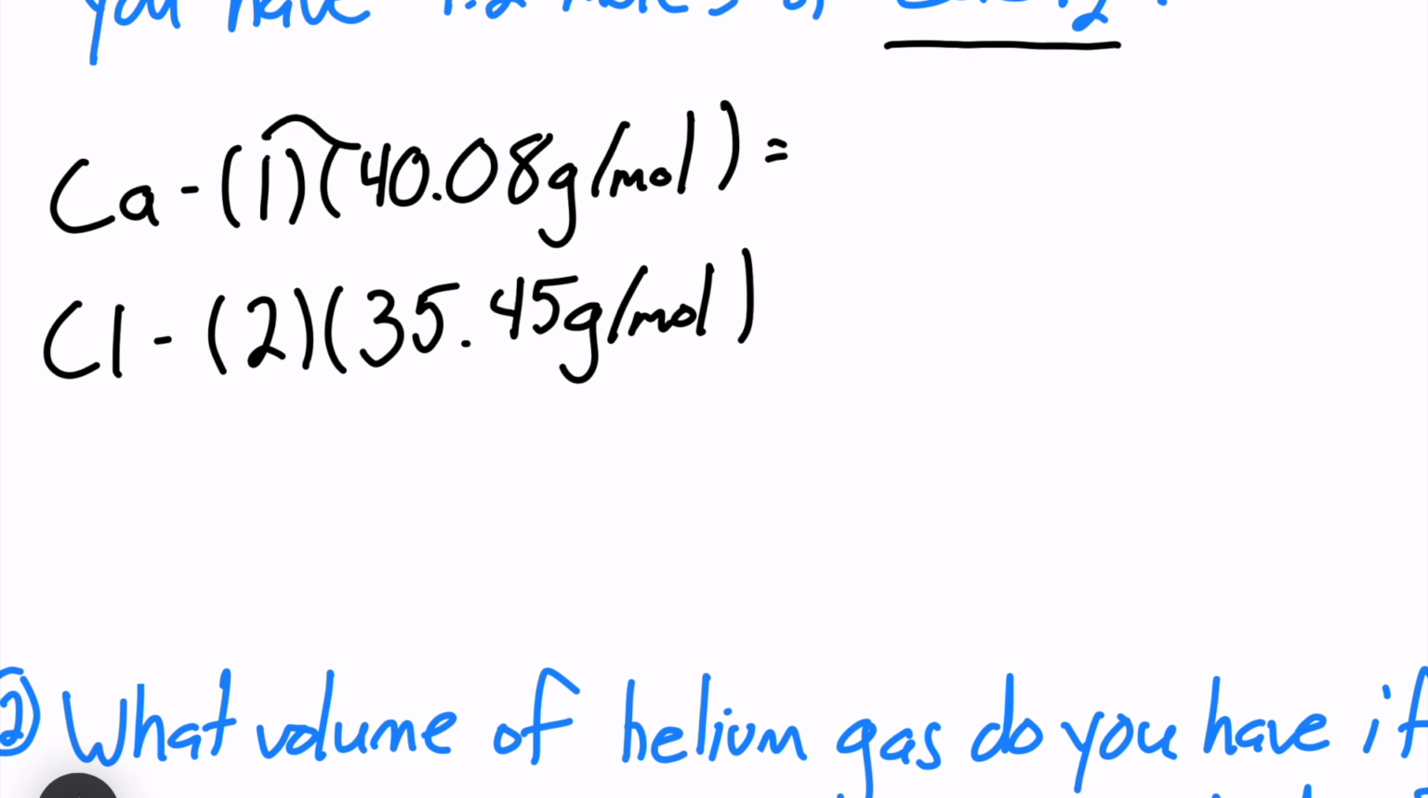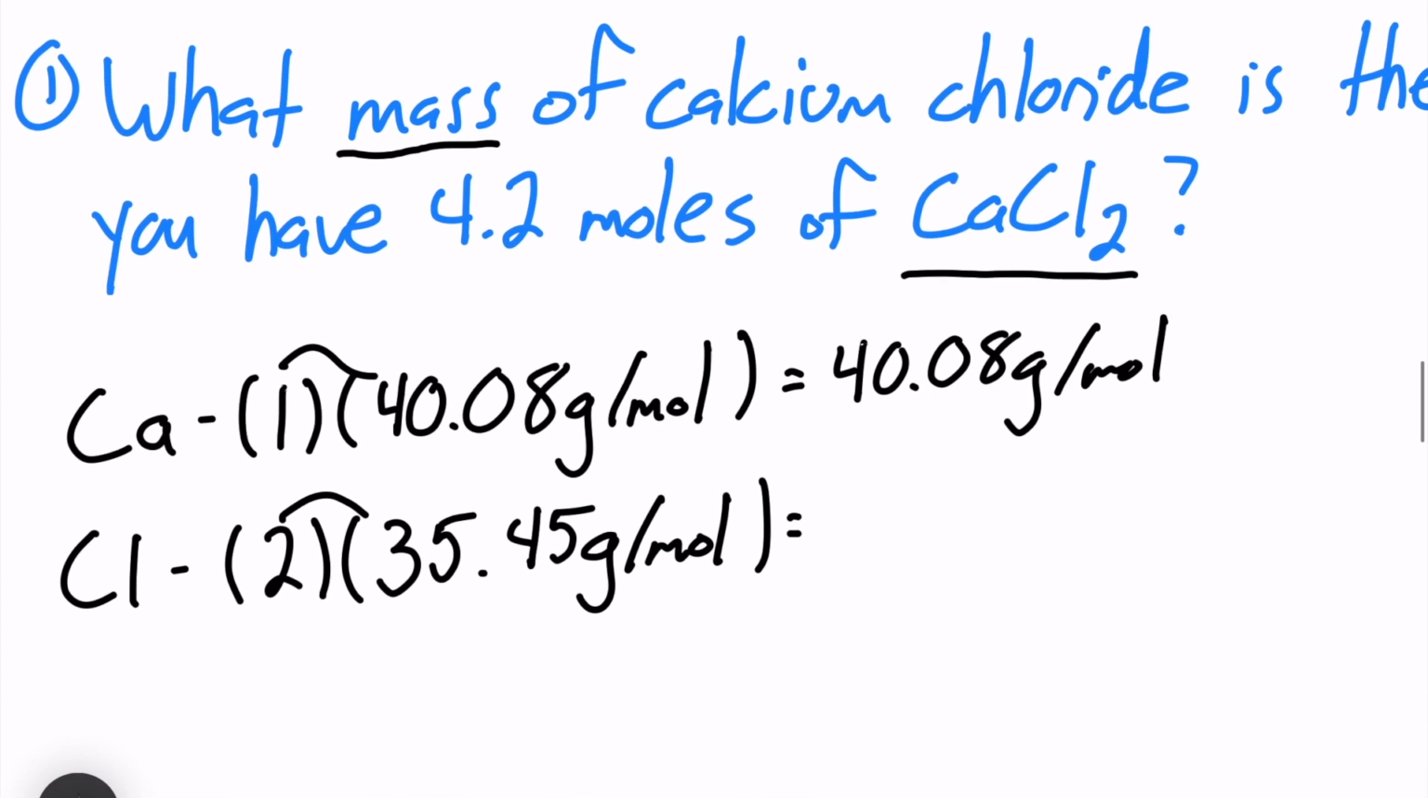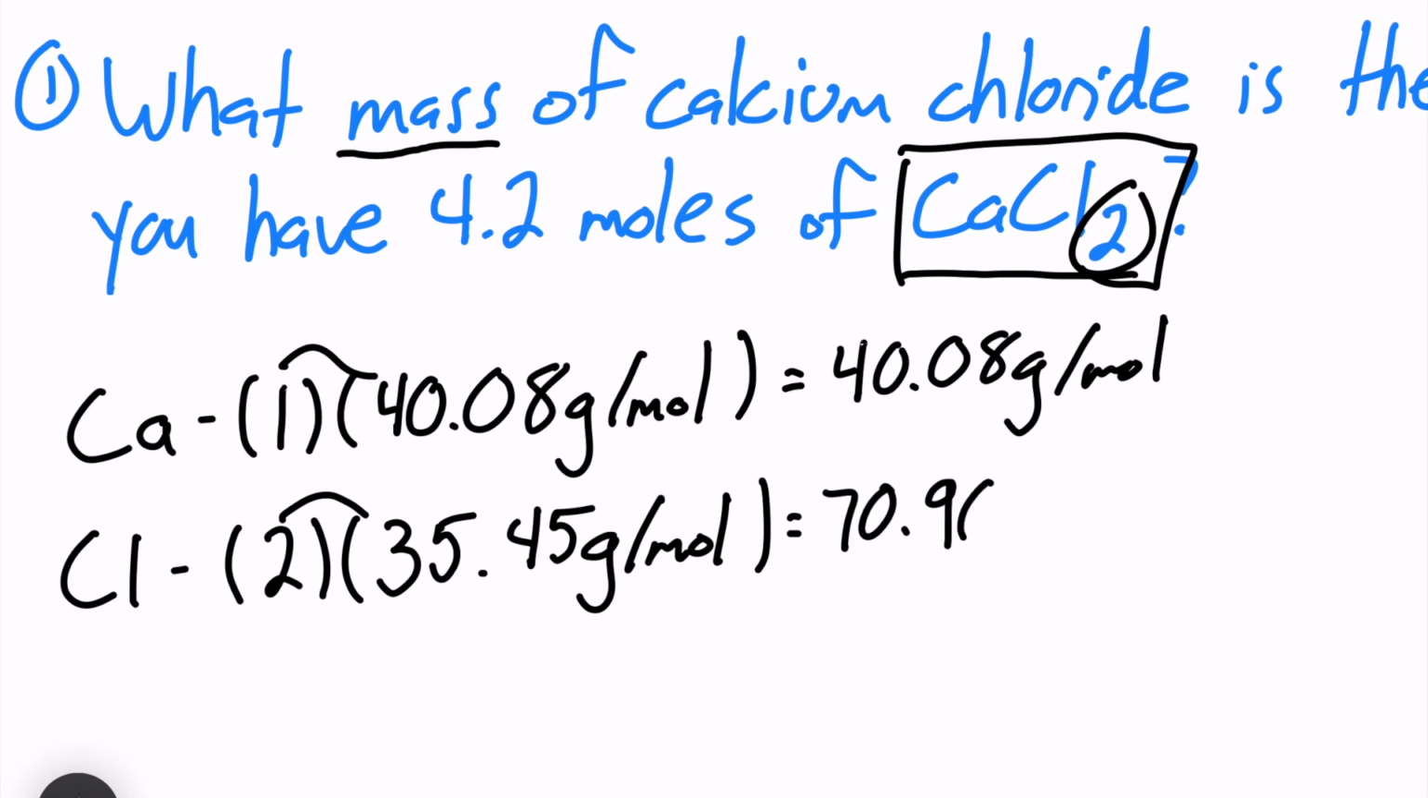So 1 multiplied by 40.08, you can probably do that in your brain. So 40.08 grams per mole. And we have two chlorine atoms, right, that make up CaCl2 right here. So we have to multiply 35.45 by 2. So if we do that, you should get 70.90.